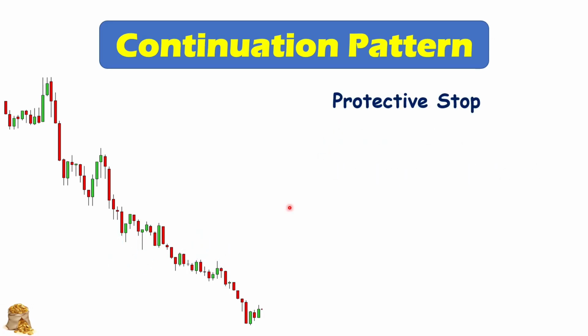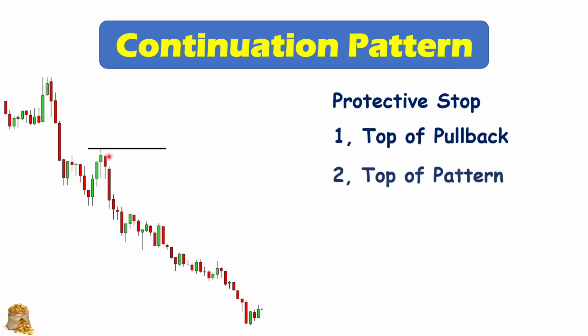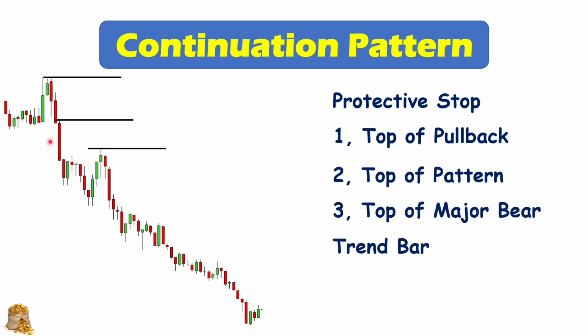The same situation applies to the protective stop. There are a few options here. The first one is to put it at the top of the pullback here. That means it is very tight. It could get stopped out if the market goes back to test this level. The second is at the top of the pattern here. You give more room but take more risk. And the third is in the middle, where you can put it at the top of a big trend bar here. This makes more sense.